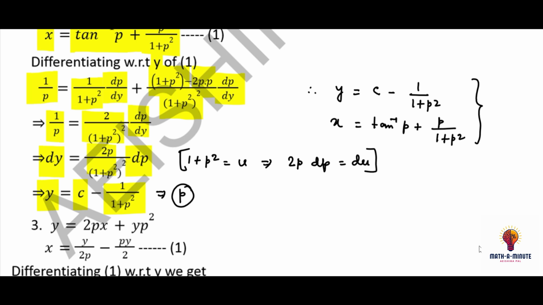Otherwise, you can find the value of p from this equation and put the value of p in the given equation. So in this way, you can find the general solution. Okay, so both of these two methods are correct. Now pause this video and try to find the general solution of this equation.